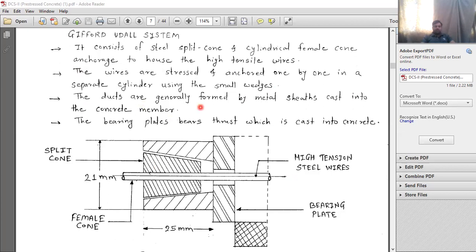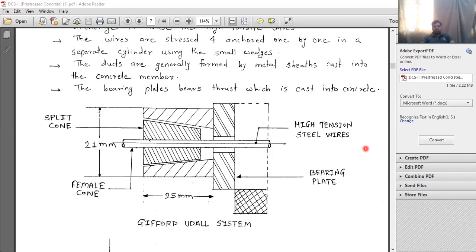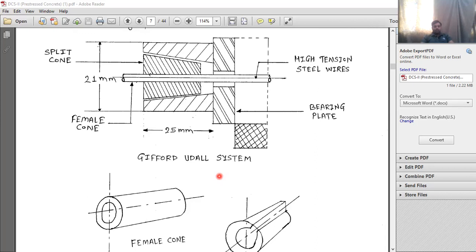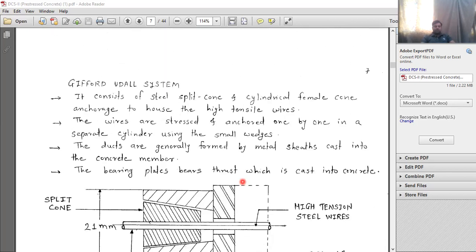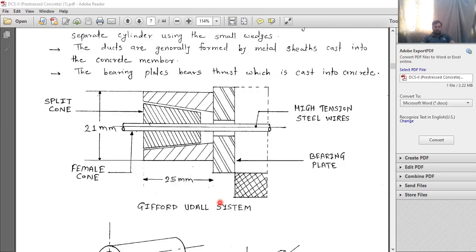The bearing plates bear the thrust, and they are cast into the concrete. So these bearing plates provided over here bear the thrust at the time of casting of concrete. Then after applying the prestressing force, the prestress gets developed in this tendon. This type of system is called the Gifford-Udall system of prestress.